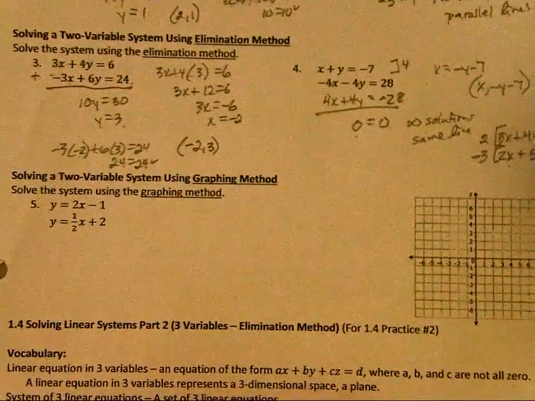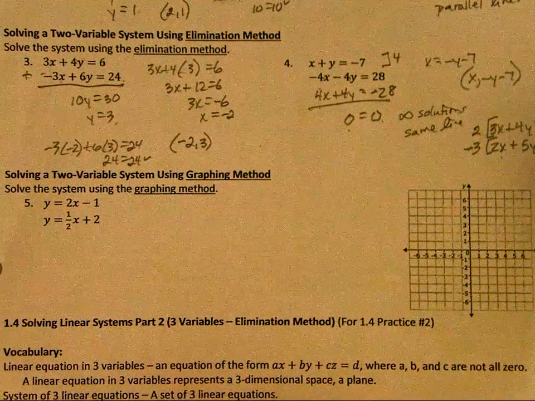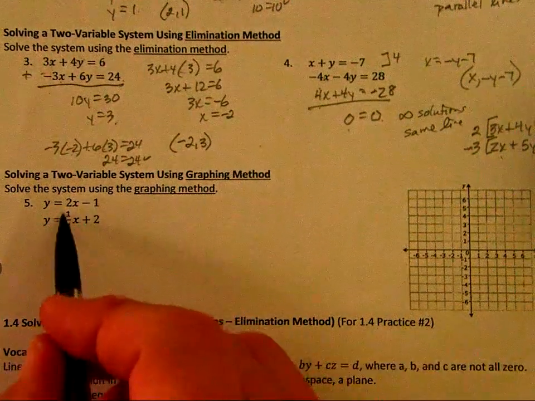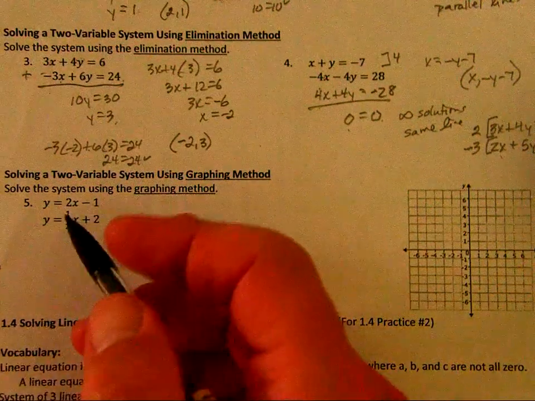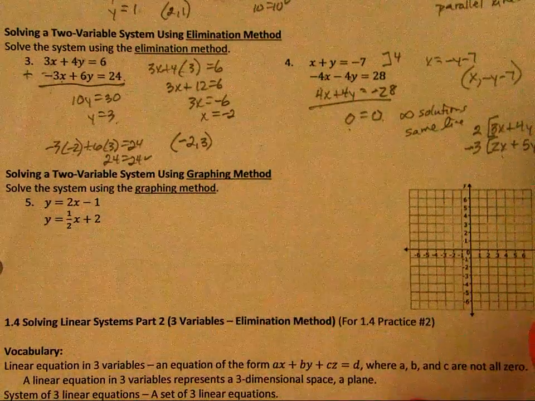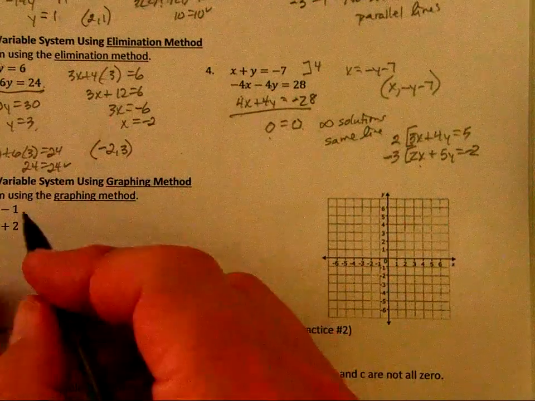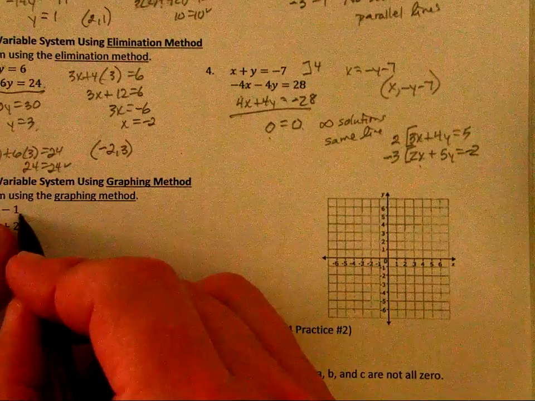Now the third way is by graphing. Here they've kind of done something ahead of time. In order to use your calculator, you'll need to solve for y. I'll just do this by hand at first. Here by hand, this is our slope-intercept form.